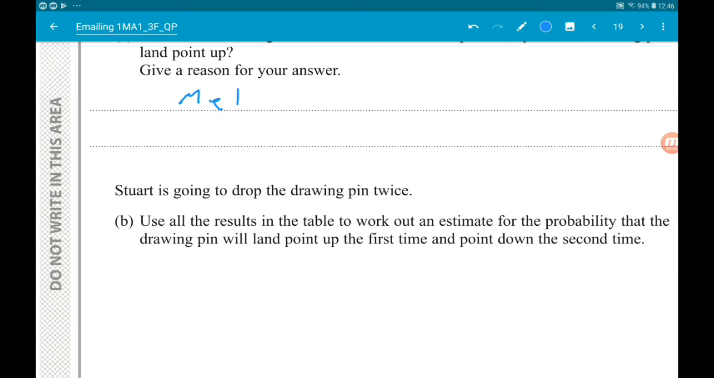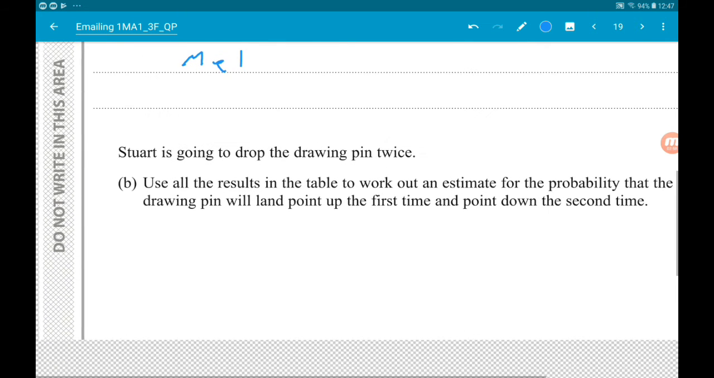Okay, then for part B, Stuart is going to drop the drawing pin twice. We want to use all the results in the table to work out an estimate for the probability that the drawing pin will land point up first time, point down the second. Okay, so when it says use all the results, what we're going to do is work out the total number of times they all dropped the pin. So let's do that first.